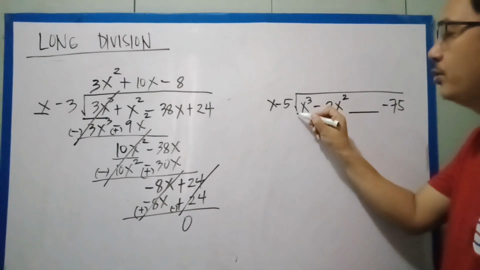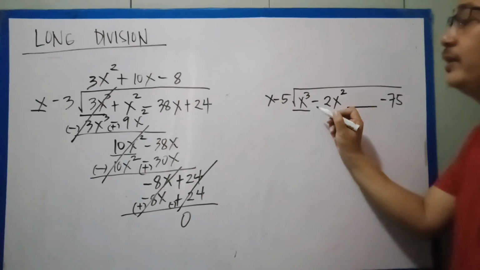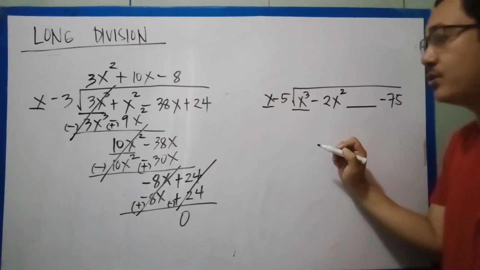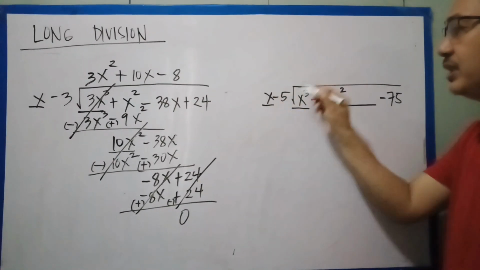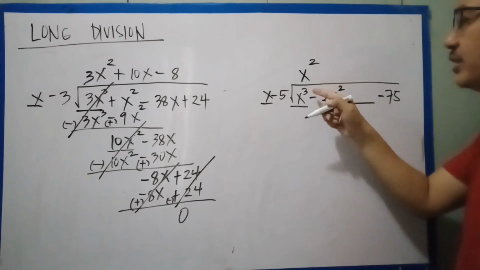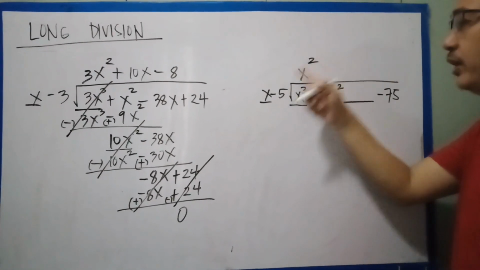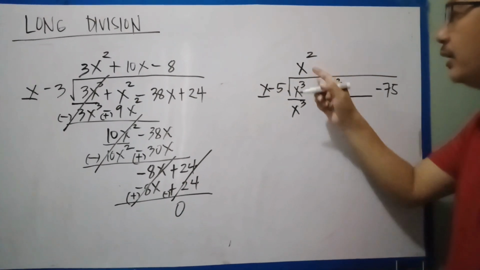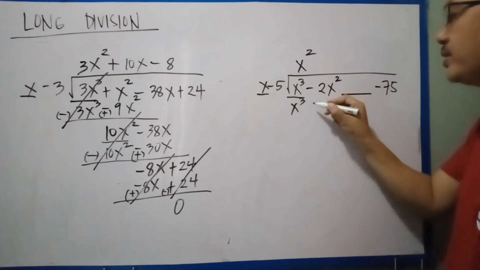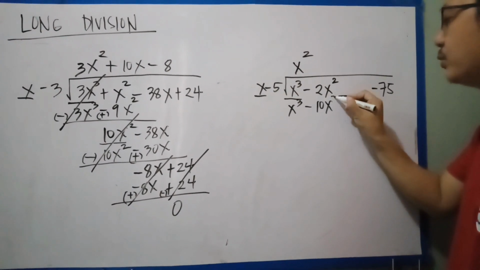So again, first rule, first term of the dividend divided by the first term of the divisor. X cubed divided by x is x squared. Kasi 3 minus 1 is 2. Then x squared times x is x cubed. Then x squared times negative 5 is negative 10x squared.